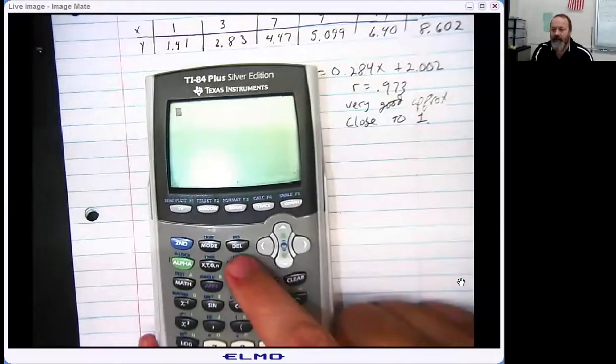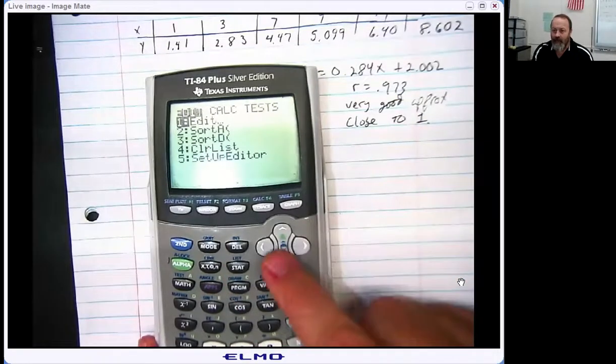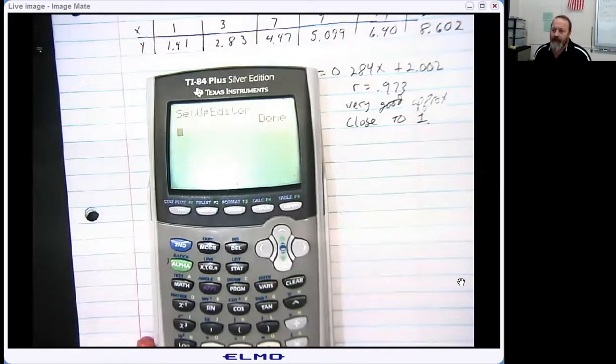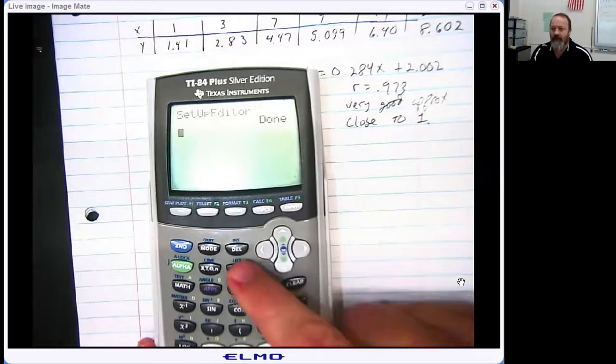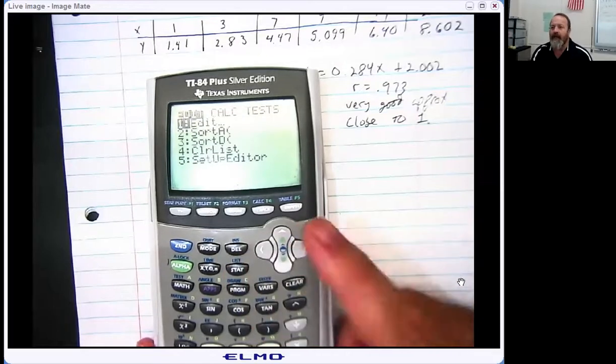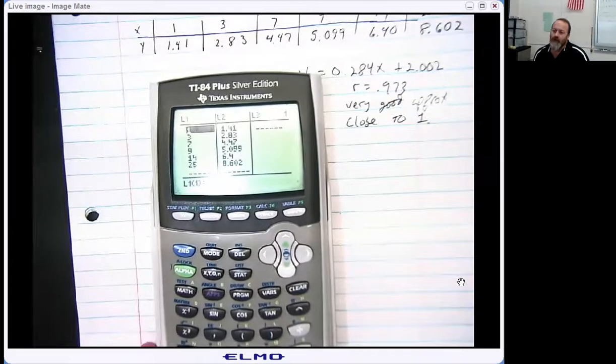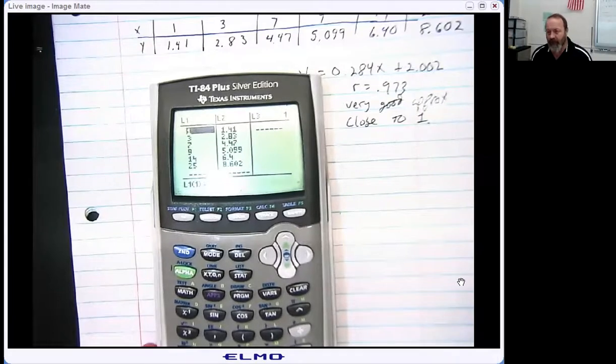You hit the stat button, and number 5 is the SetUpEditor. And the SetUpEditor just puts everything back to where it should have been. So if I hit stat edit again, notice my L2 came home. So that's one really, really nice thing that you can do if you ever mess up.